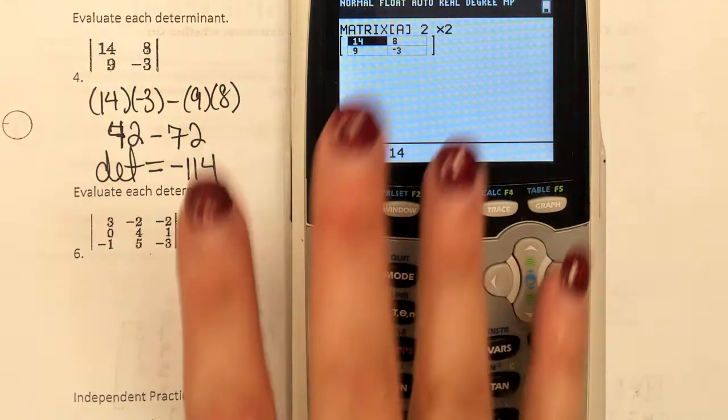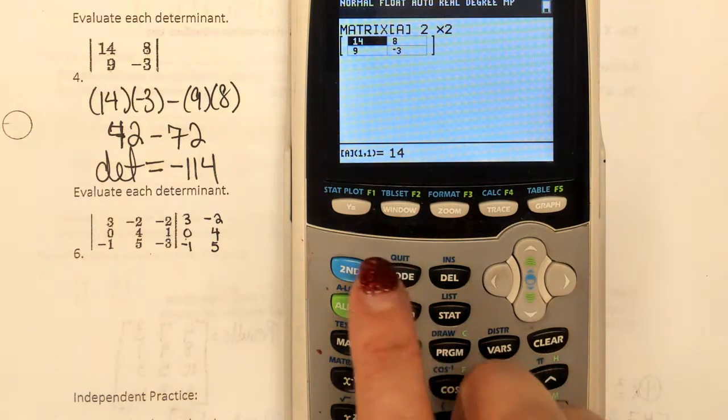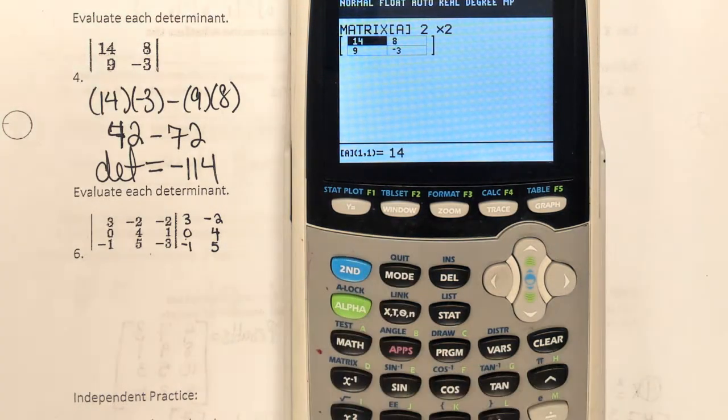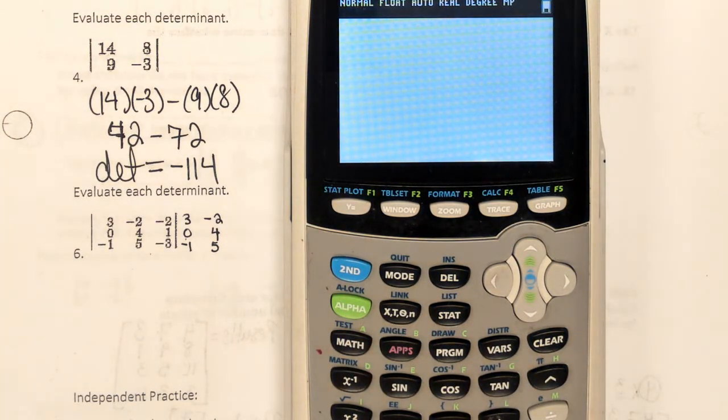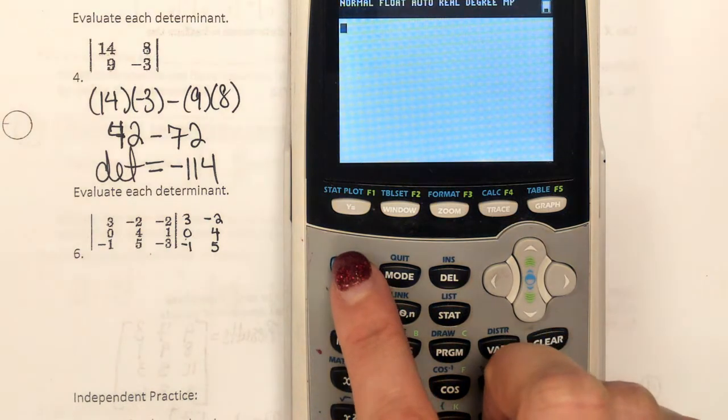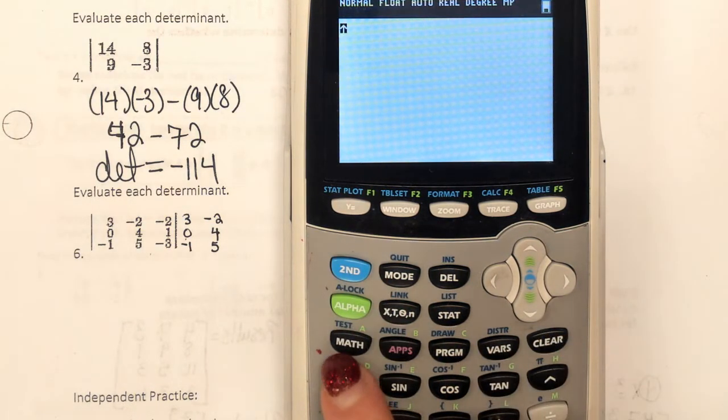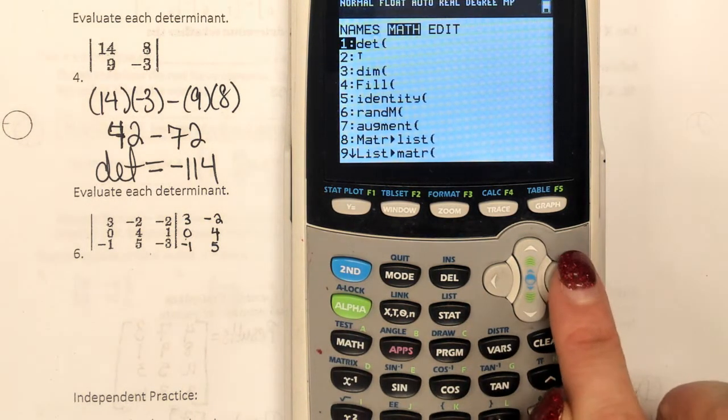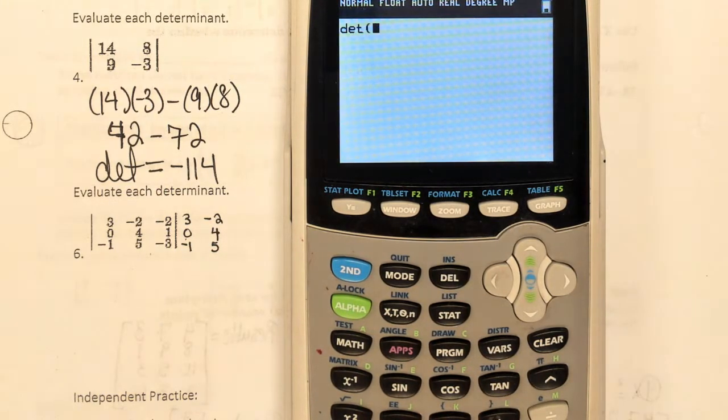All right, and then we need to get out of edit mode. So how do we get out of edit mode? Second and quit, right? There was a determinant button on your calculator. Do you remember where it was? Where do you have to go before that? Second matrix, over to math, and the very first one is determinant, right?